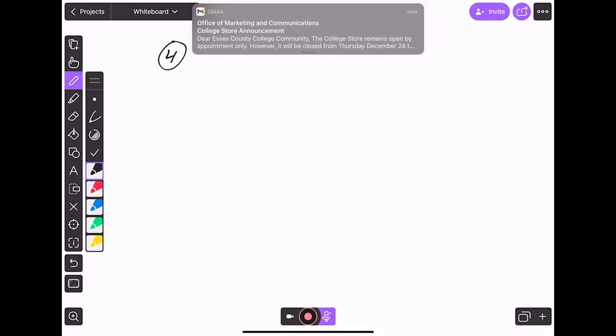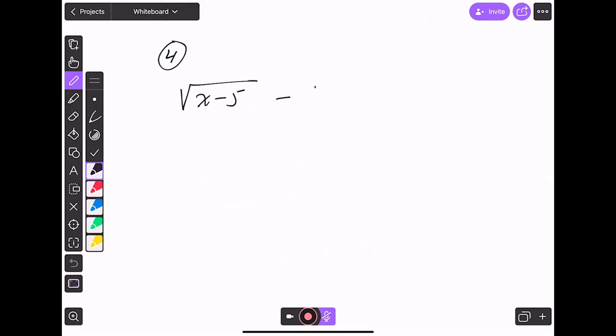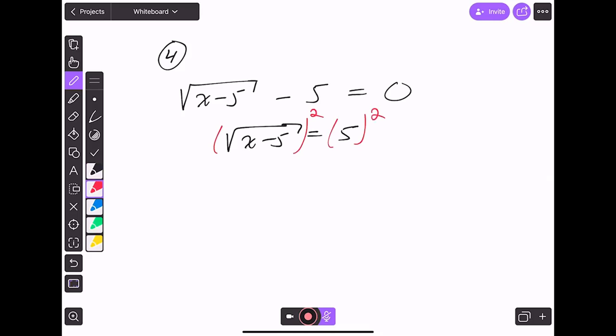Number 4 is a root equation. That's going to be the square root of x minus 5, minus 5 equals 0. Isolate the root, or the radical, by adding 5 to both sides. And then you're going to raise both sides to the index, which is going to be 2. What do you get? Something pretty simple. x minus 5 equals 25. Add 5 to both sides and you get 30.